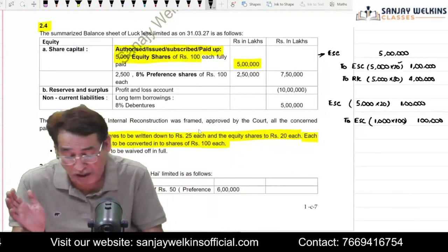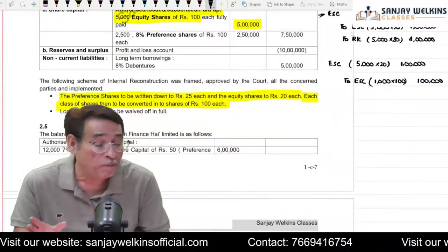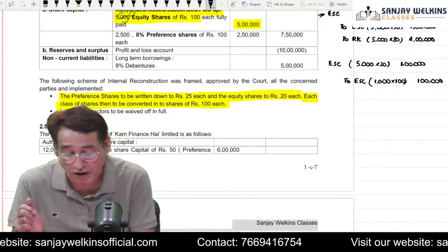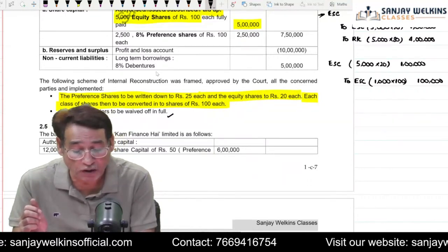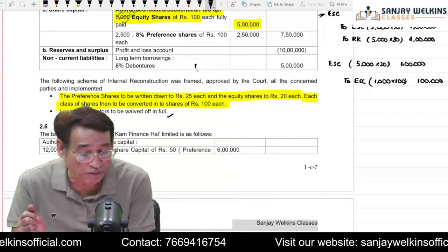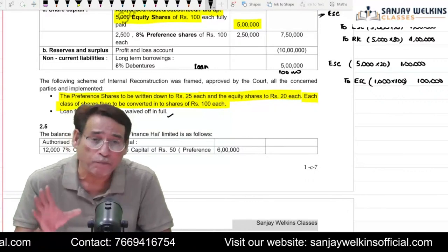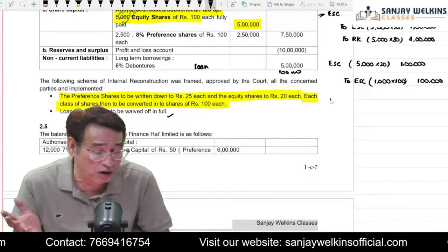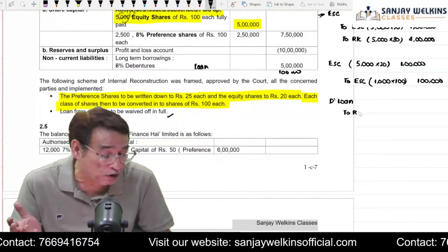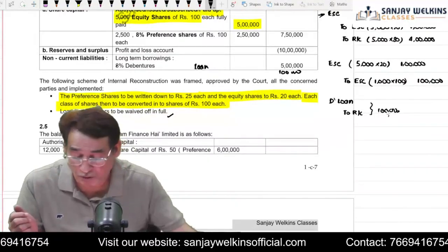And similarly, you can pass the entry for preference share capital also. Correct? 2 entries you will have to pass. First, you will write preference share capital account to new preference to reconstruction. And then you will have to change the preference share capital into 100 also. Loan from director to be waived in full. For example, in this particular case, actually no loan is given. Let us say loan from director is 1 lakh, just for the sake of understanding. So all you will have to do is simply write director's loan account debit to reconstruction account. It is a gain to you. If you come across such a situation, you will have to pass this particular entry. Simple, not much to discuss in it.